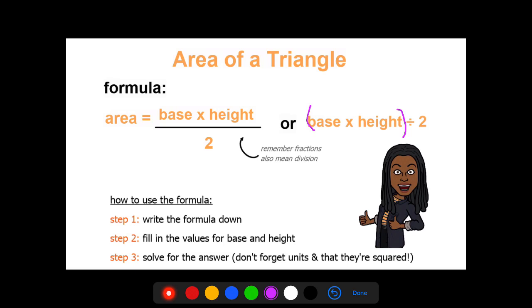All right, so same process. Step 1, write the formula down. Step 2, fill in the values for base and height. Step 3, solve for the answers. Don't forget units, they're always squared.